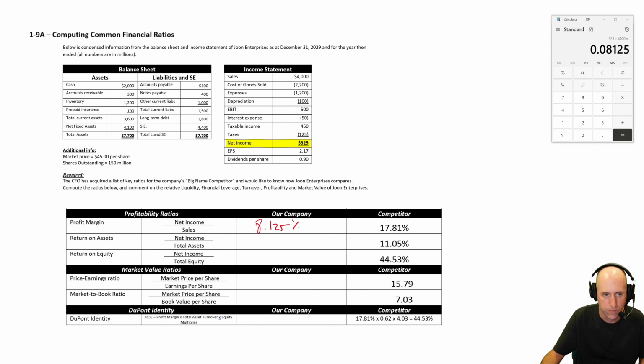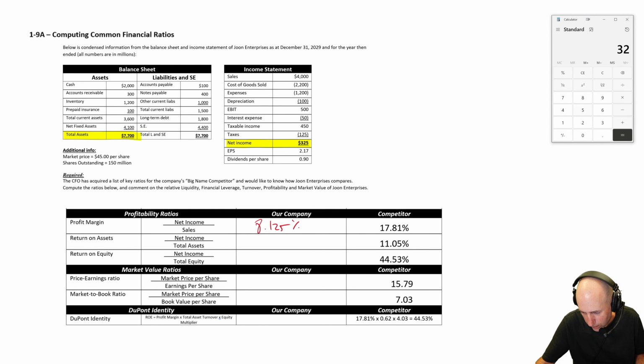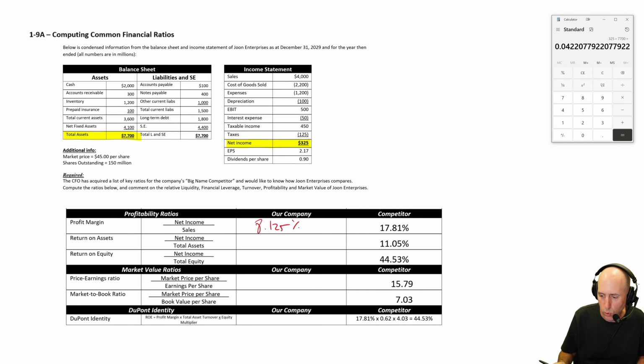So net income divided by total assets, 325 divided by 7,700, 4.22%. Whoops, wrong pen. 4.22% versus 11%. We're way less profitable again, right? This is how effectively you're using your assets to generate a profit.